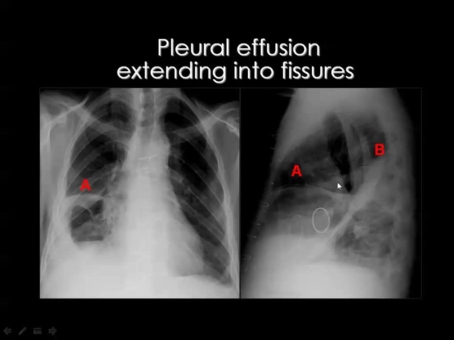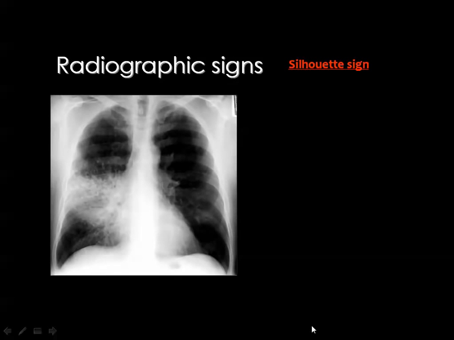And this is a patient with recent cardiac surgery. You look to the sternotomy wire sutures with right-sided pleural effusion that has extended into the major and the minor fissure. Then you can easily appreciate the region of the upper lobe, the region of the middle lobe, and the region of the lower lobe.